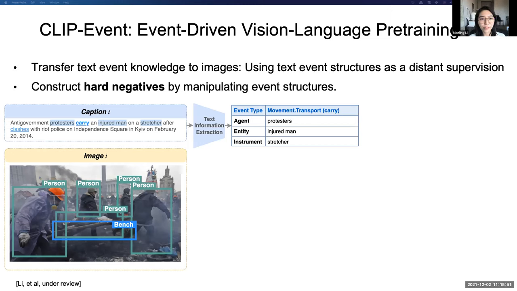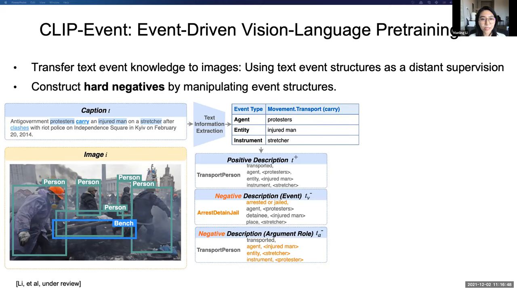To understand the semantics of the event types and argument roles, we design a contrastive learning framework to learn the visual language pre-training models. A good thing for us is that in the news data, the images and the captions should always convey similar information, describing a similar story. So we can assume that the events extracted from the text can be used to describe the event in the image. As a result, we use a text IE system to get the event structures. For example, given the caption here, we can extract the transport event, and we can know the protesters are the agent and the injured man is the entity being transported. So we treat the text event as the positive event for the images.